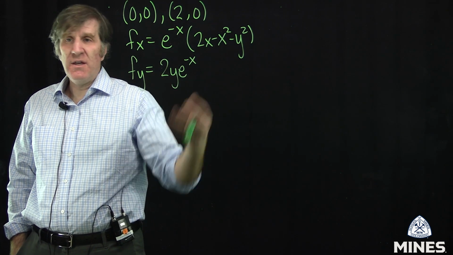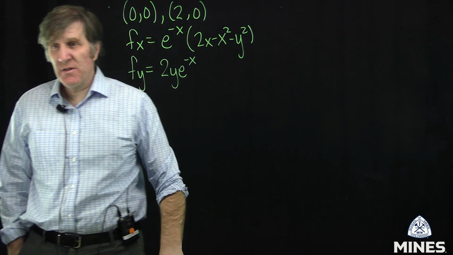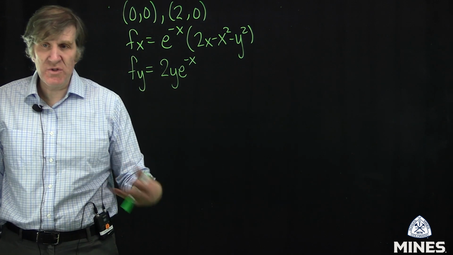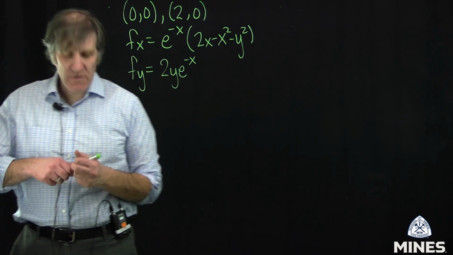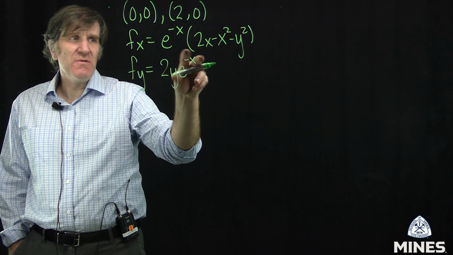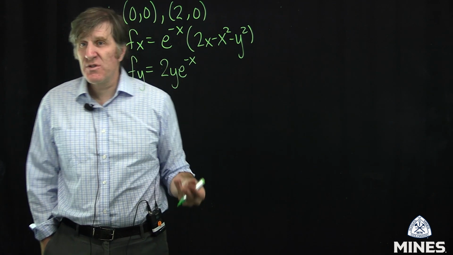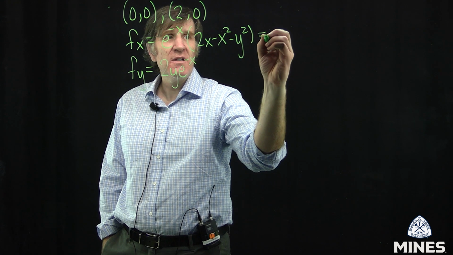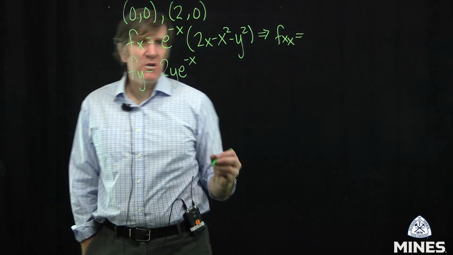I've written the first partial derivatives down again because in order to classify these critical points as maxes, mins, or saddles, we need second derivatives. So we need to start with these first derivatives and find the second derivatives. Whenever there's exponentials involved, I think it's nice to factor the exponential out. It makes the next derivative easier to deal with. But let's compute f sub xx, the second partial derivative.